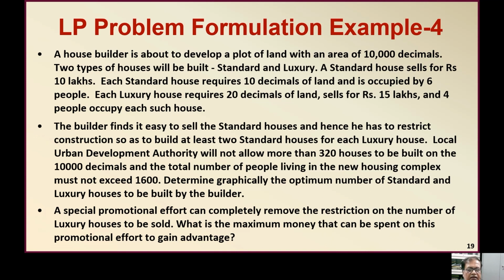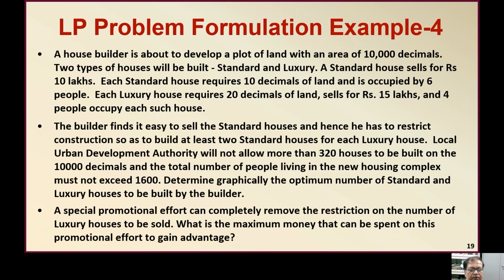Then there should be a constraint of how many people can be occupied. The standard house can occupy 6 people, the luxury house can occupy 4 people. So 6x1 plus 4x2 should be less than or equal to 1600, because you cannot exceed the total number of people living in such houses. It is also said that you can only make 320 houses maximum. That means x1 plus x2 should be less than or equal to 320. So that is another constraint.